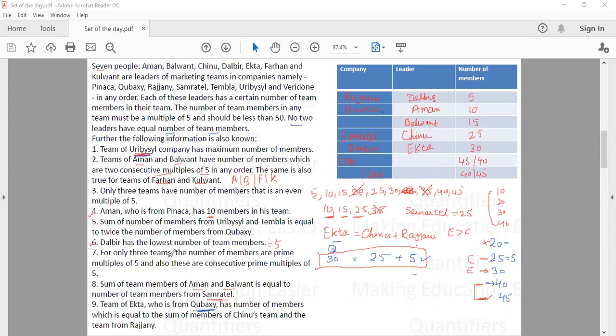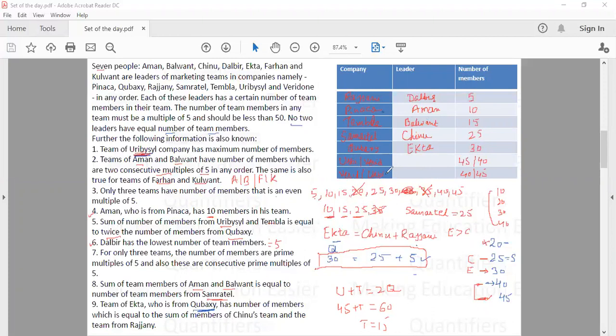Also, it is written that the sum of members of Orbisil and Tembla is equal to twice the members of Quebec. So Orbisil plus Tembla is equal to twice the members of Quebec. And we know that the members in the Quebec team are 30, so twice of 30 will be 60, and Orbisil has 45 members. That means Tembla has 15 members, right? So that means Balwant works for Tembla company. So Tembla will be here, and the only company left now is Veridon. So this can be Veridon, and this can be Veridon in the second case, right?